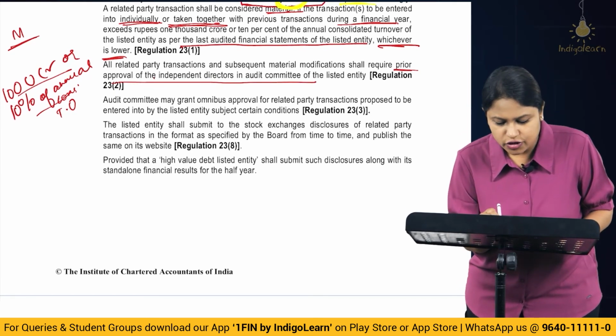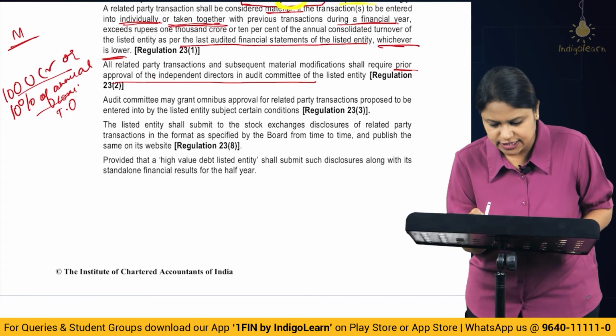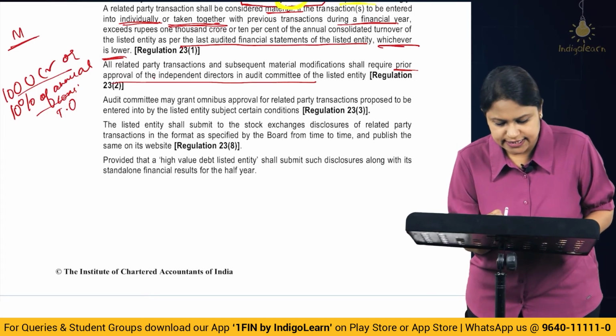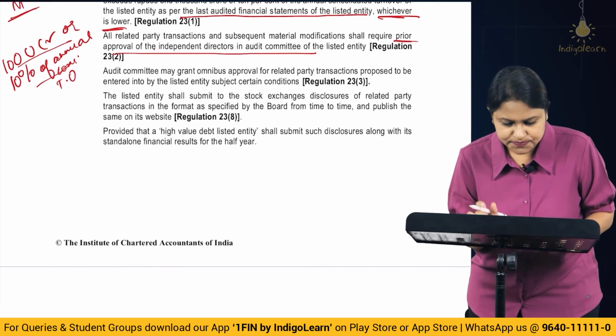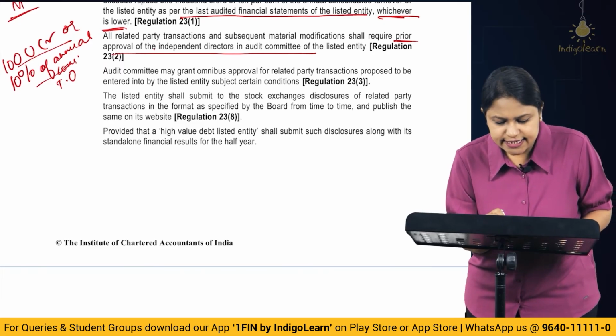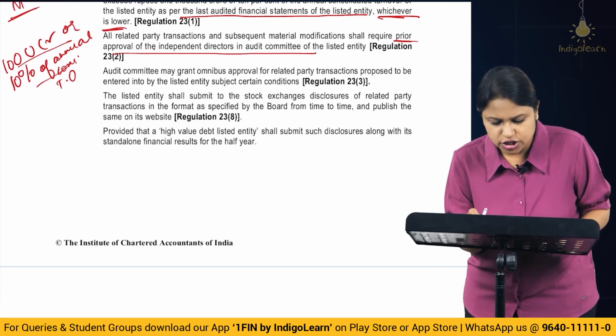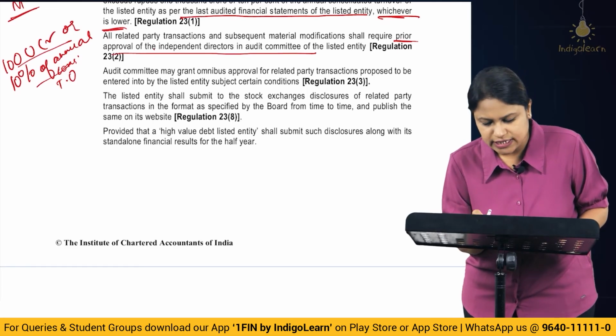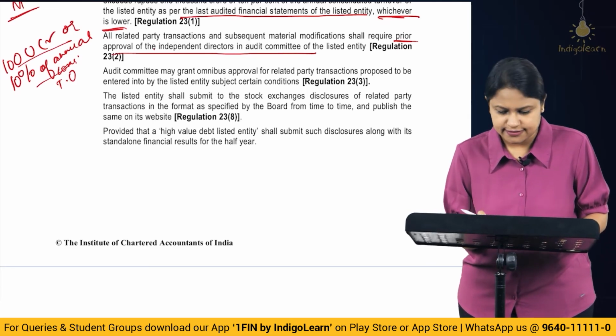The audit committee may grant omnibus approval for the related party transactions proposed to be entered into by the listed entity, subject to certain conditions. The listed entity shall submit to the stock exchange disclosure of the RP transactions in the format as specified by the board from time to time and publish the same on the website. This remains the same.